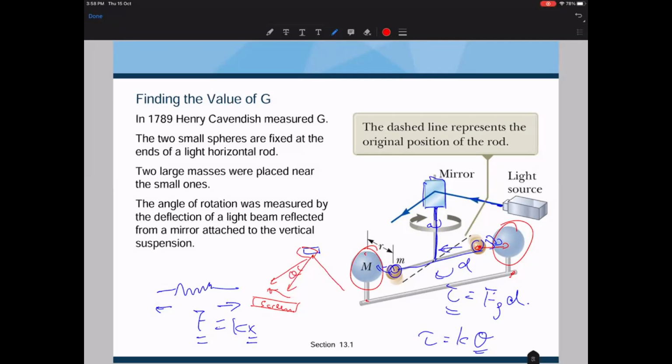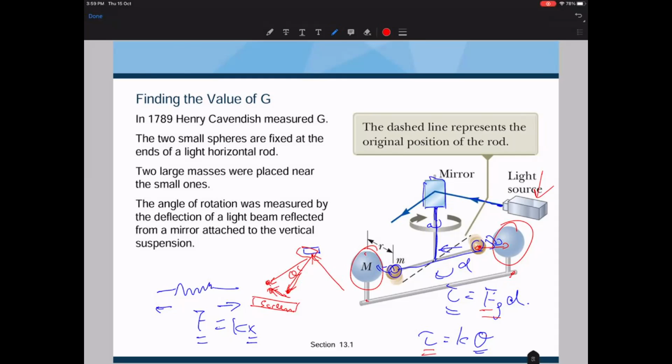Rather than directly measuring the angle rotated by the mirror, he used a light source here, and shone the light on the mirror, and measured the movement of the reflected light beam during the rotation. So in this case, he knows theta. Once he knows theta, he would know the torque. And once he knows the torque, he would know the force. That is the whole idea.